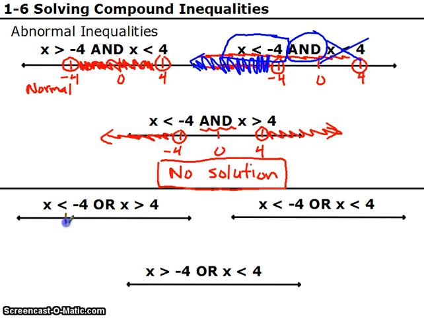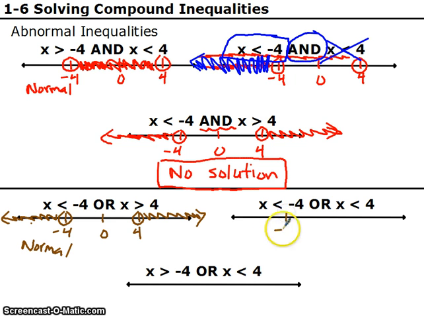This is going to be a typical OR graph right here: x is less than -4 or x is greater than +4. This is actually the graph we just drew above that was no solution. But for an OR, it's not no solution because it can be an either-or. It doesn't have to overlap. So this is what we would call a normal one. Let's take a look at an abnormal one.